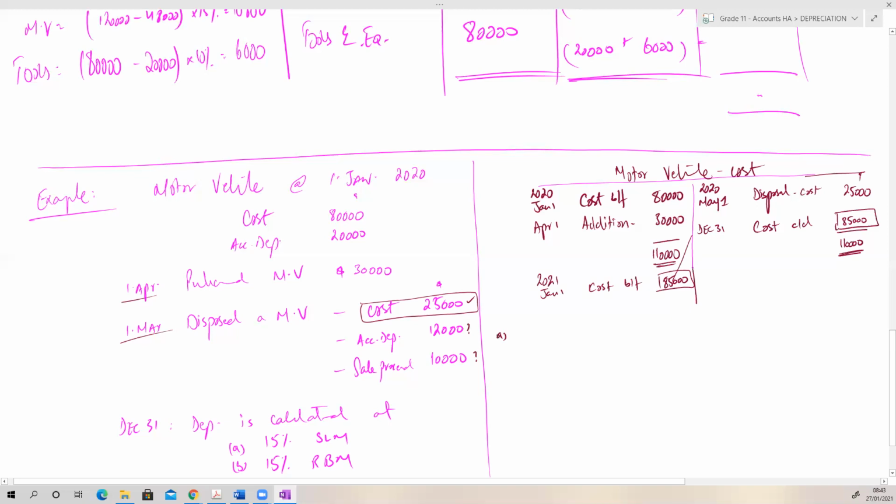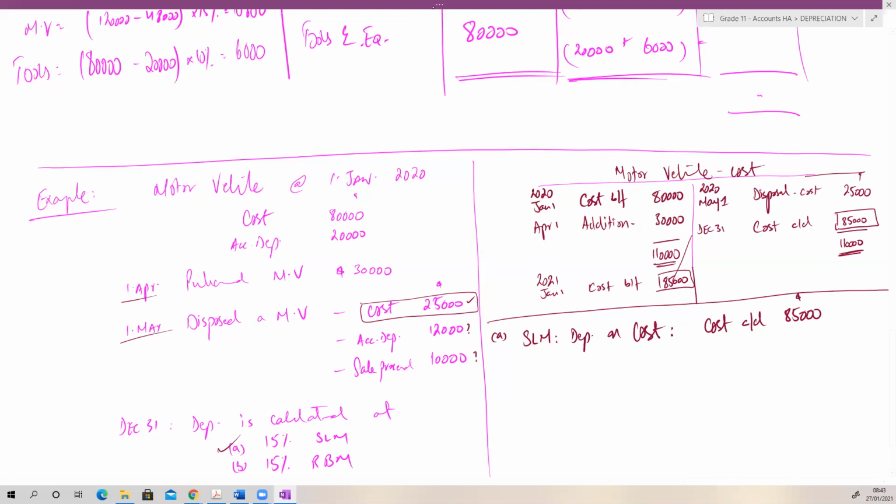Now we are making a cost accumulated depreciation account if we are using situation A. Right. In situation A we are taking SLM, which is depreciation on cost. Okay. So how much is the cost carried down? 85,000.